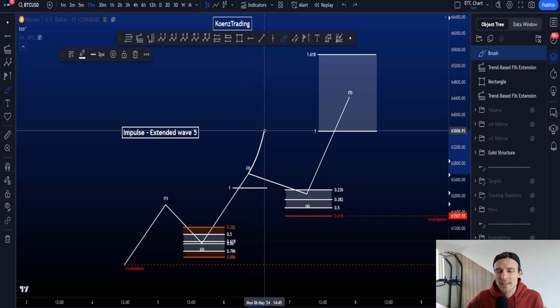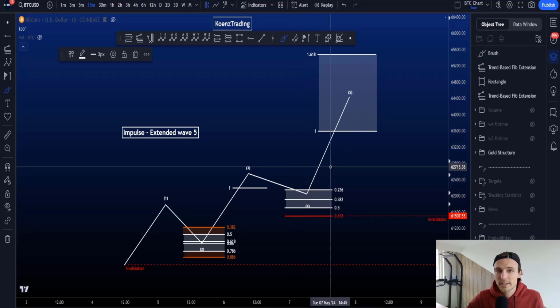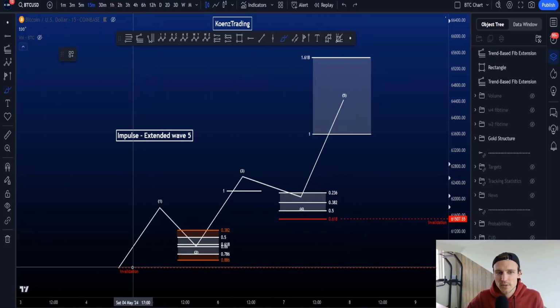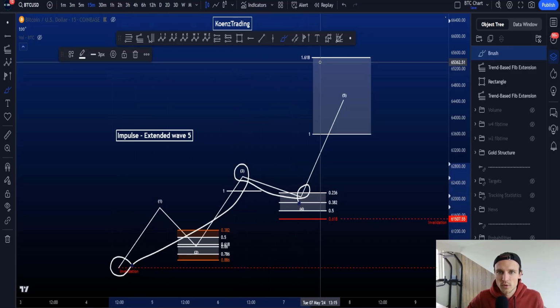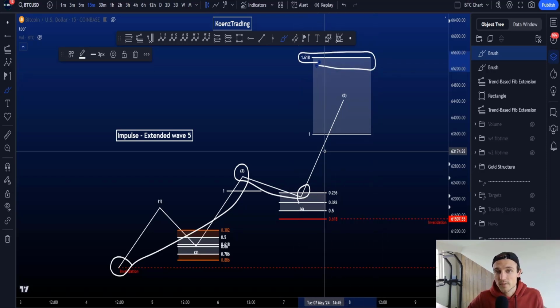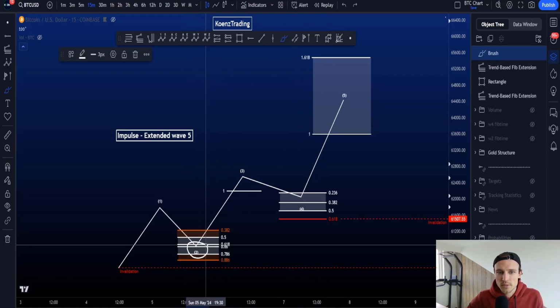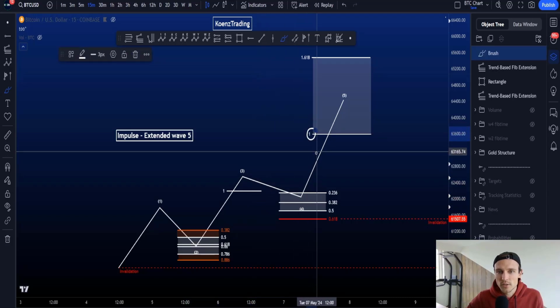Wave 3 doesn't extend as far as it usually likes to do, like the 1.618, 2.618, 3.618, right? Which therefore opens the possibility for wave 5 to be the extended structure. The target for this wave 5 is a trend-based Fib extension from the low to the high of 3 to the low of wave 4, and then you have the 1.618 on the chart here.